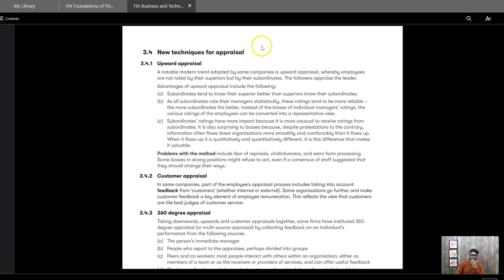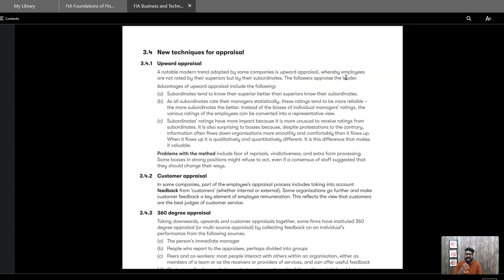Now new techniques for appraisal. We have upward appraisal. What is upward appraisal? A notable modern trend adopted by some companies is called upward appraisal, whereby employees are not rated by their superiors but by their subordinates. The followers appraise the leader.